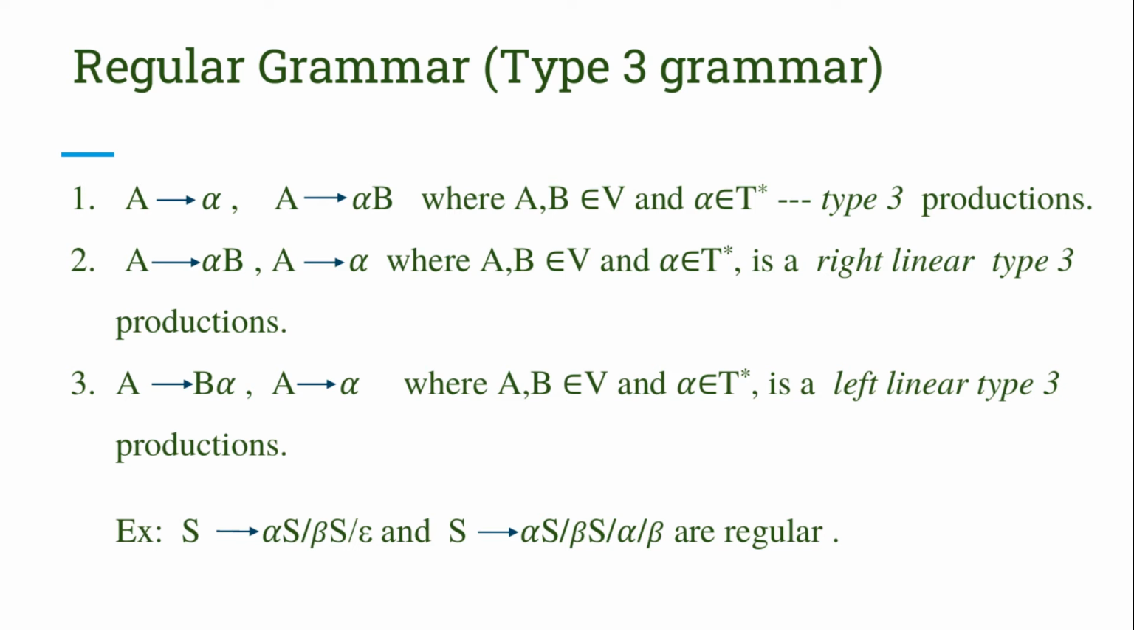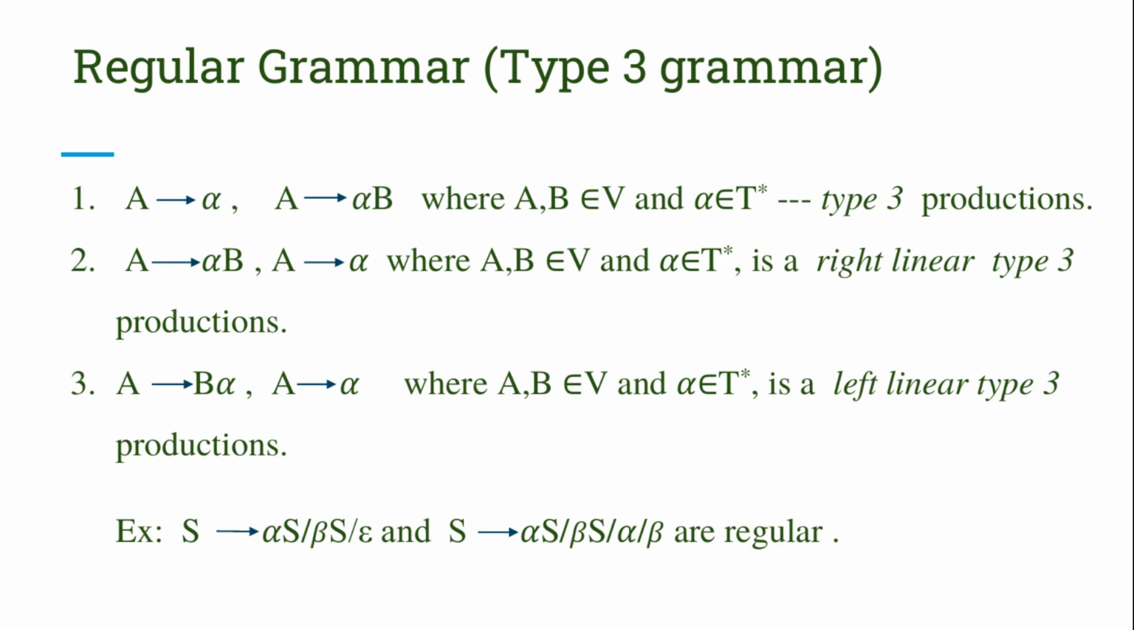Consider the productions A to B alpha and A to alpha. Here, in the production A to B alpha, the variable B appears on the left side of the terminal symbol alpha. Hence, it is called a left linear type 3 or regular grammar. A regular grammar is either right linear or left linear. A linear grammar need not be a regular grammar, but a regular grammar is always a linear one.